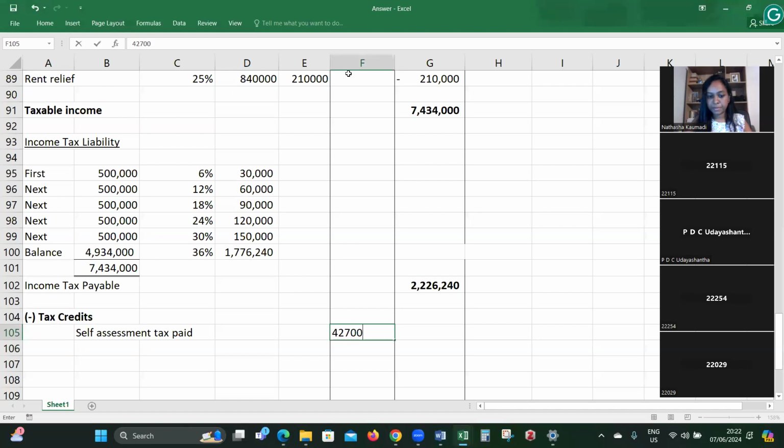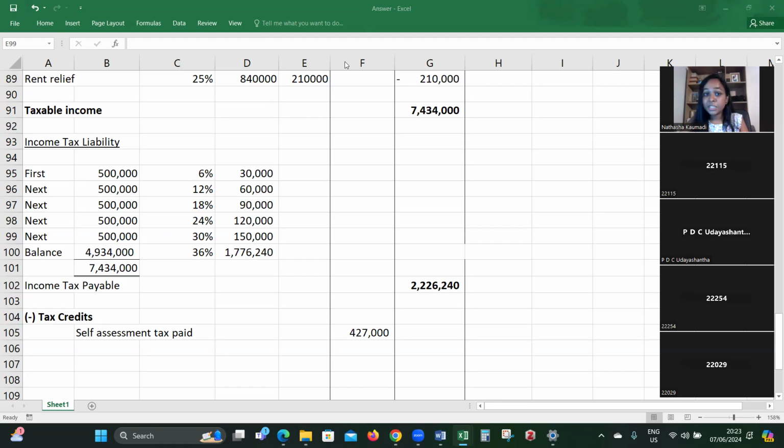427,000 he has paid quarterly on a self-assessment basis. We have another one. We have two other tax credits. Can I know what those two are? One thing we have discussed.